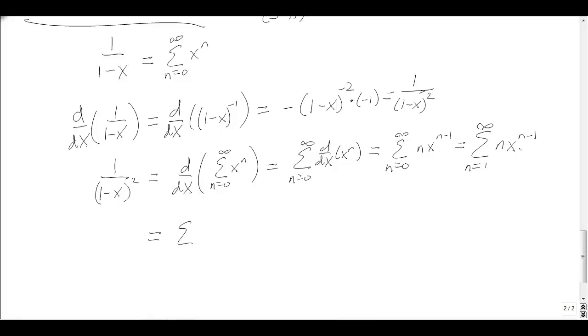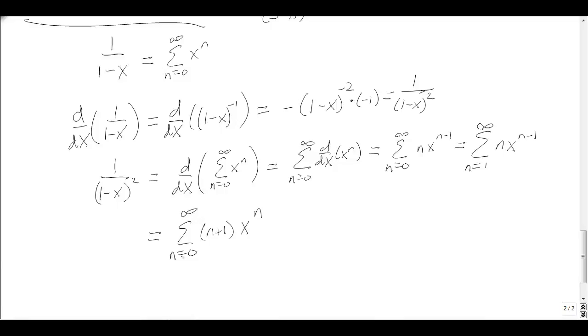Then what I'm going to do is I want this n minus 1. I want to replace n with n plus 1 in the summands. I get n plus 1 times x to the n. So I add 1 to n everywhere I see it inside, and the corresponding action is that I have to decrease 1 from n on the outside. So it's kind of like a substitution in an integral here.